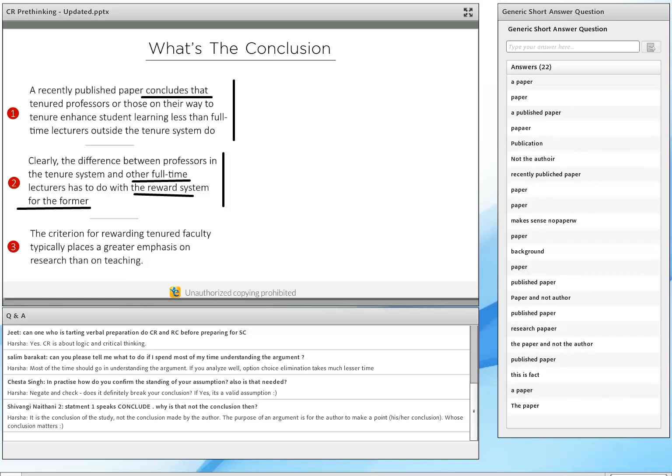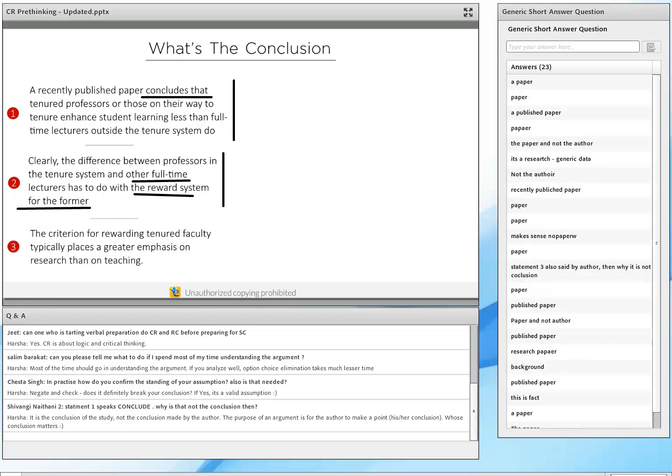This fact is really important to understand in the context of reading comprehension as well. When it comes to an inference in reading comprehension, the same principle applies. An inference is what the author believes in. You can't draw an inference in an RC passage based on someone else's belief. So statement two is my main conclusion. Why? Because that's what the author wants you to take away from this.